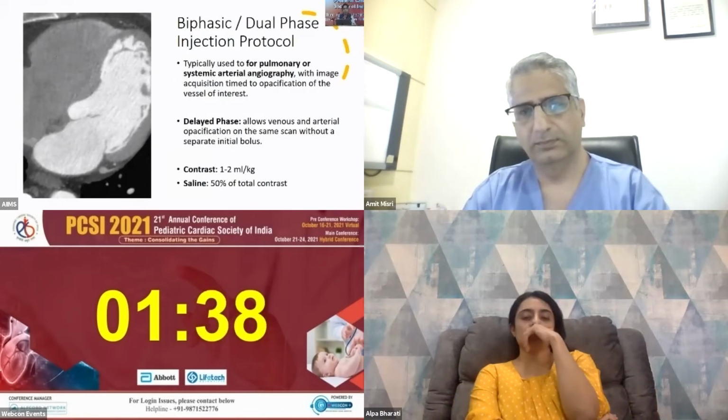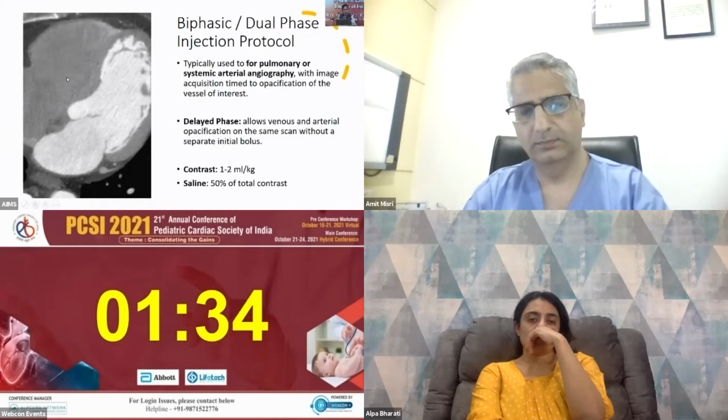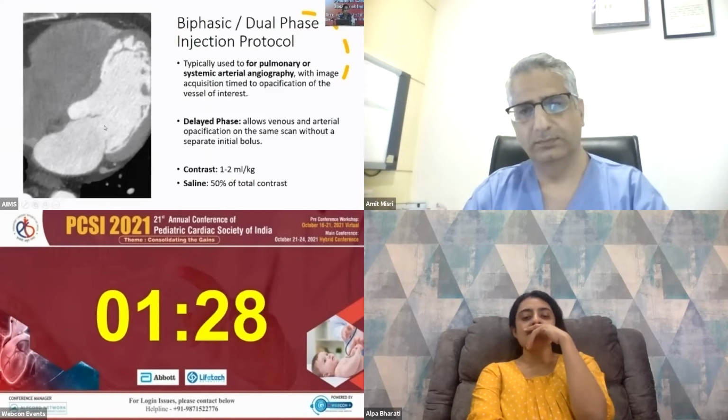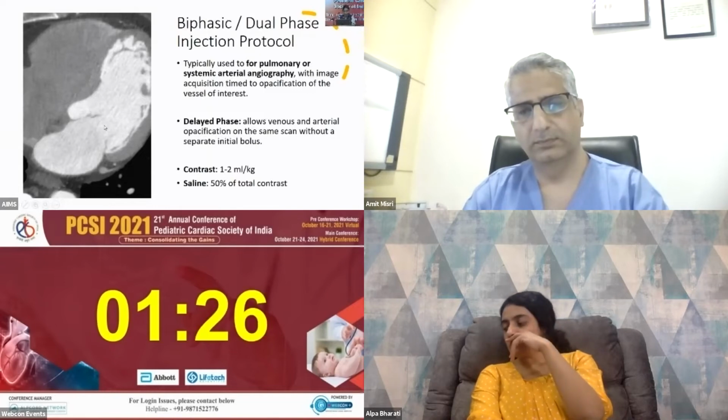In biphasic injections, this patient has been given contrast followed by a saline chaser, and the acquisition was done after the ROI was put in the left side of the heart. Once the opacification of the left side happened, the acquisition started.